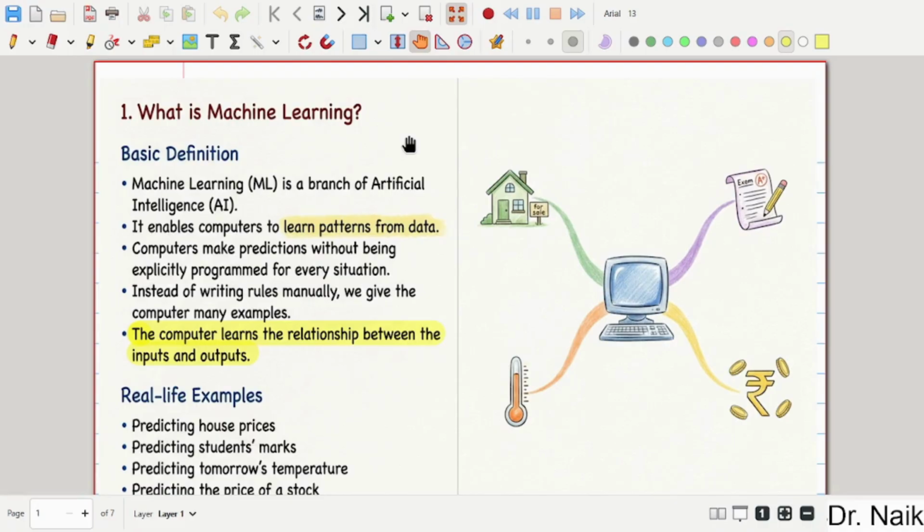Today we will learn linear regression. Before that, we will understand what is machine learning.